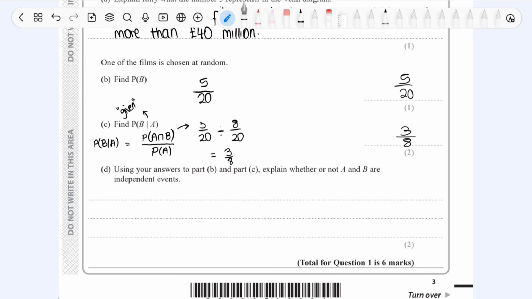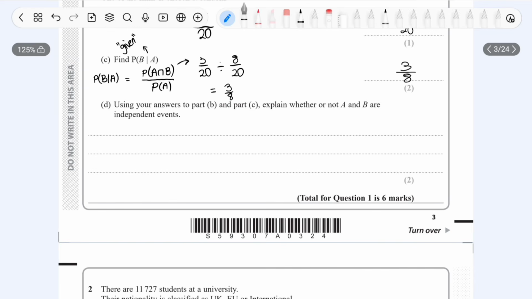Using your answers to part B and part C, explain whether or not A and B are independent events. Now this is going to use some pre-existing knowledge. You've got to know this or you're not going to be able to really answer this question. So the probability of B given A, as we know, is 3 over 8.